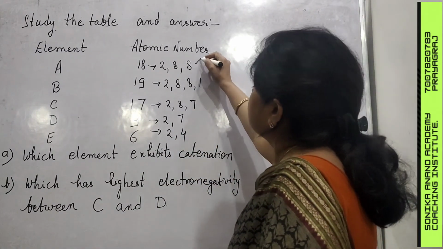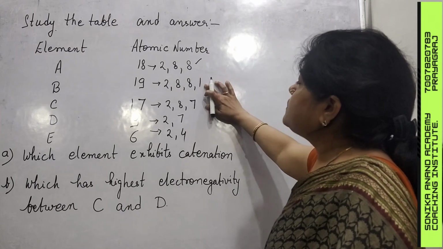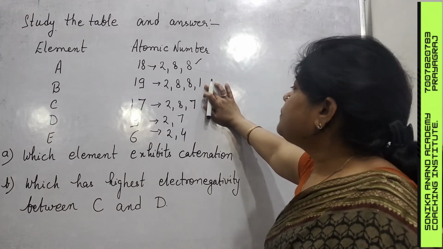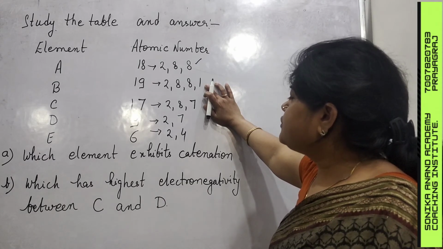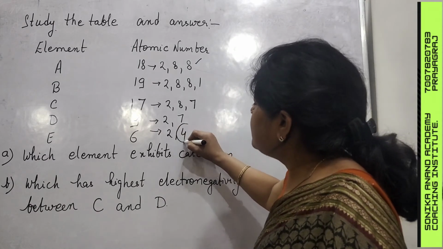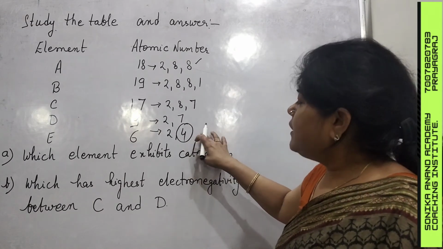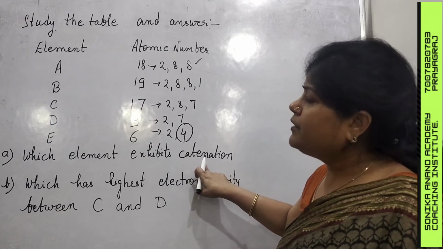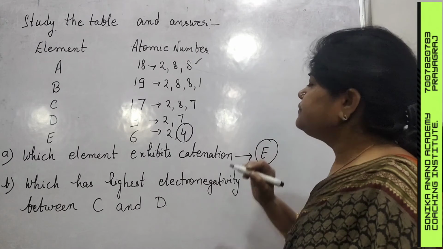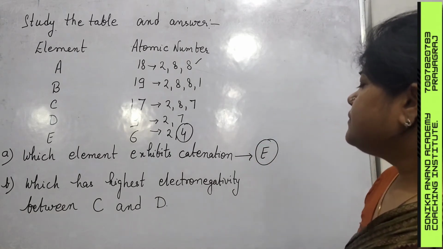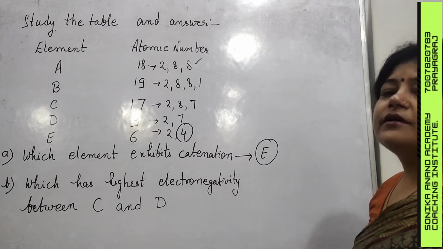Here the octet is completed, so it doesn't form any bonding. Now it is 1, so if it has 1, it does not share, okay, it does not exhibit catenation. But this has 4 electrons in its outermost orbit. So this is carbon and it exhibits the property of catenation. So which element exhibits the property of catenation? E. Okay.